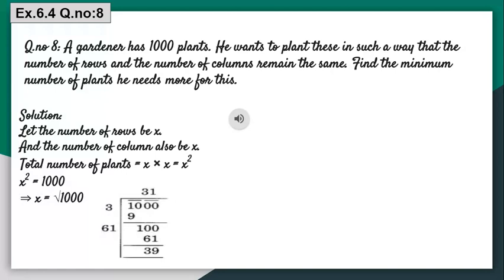3 3 are 9, remainder 100. Then if we put 2, then it will come 112, 22, isn't it? So 61 we can take, 61 into 1, 61. So the remainder is 39. So 31 is the square root, means 31 square is less than 1000, isn't it?